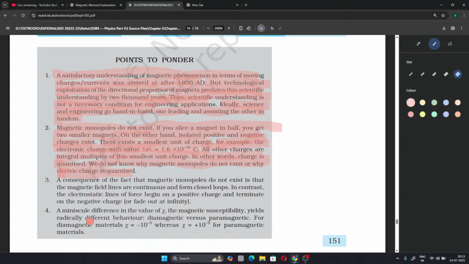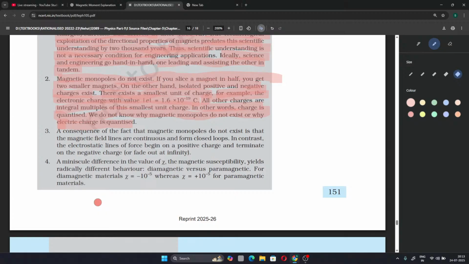A consequence of the fact that magnetic monopoles do not exist is that magnetic field lines are continuous and form closed loops. In contrast, the electric field lines of force begin on a positive charge and terminate on a negative charge or fade out at infinity, meaning they go till infinity.